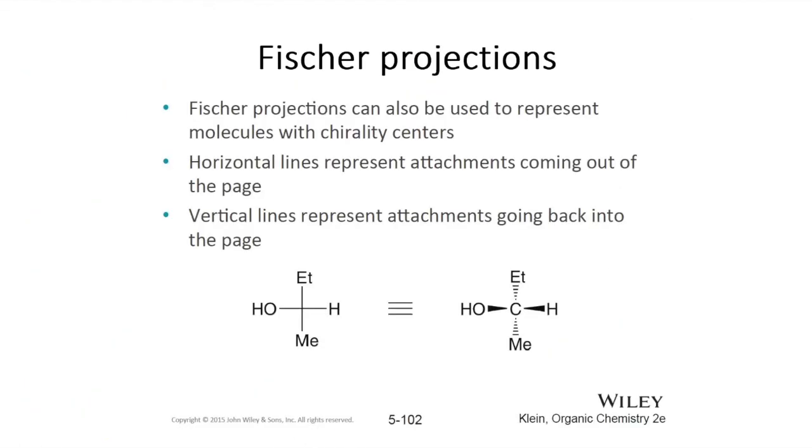And now we're going to talk about a different type of projections, a different way of looking at the molecules. So the Fischer projections are used to represent molecules that have chirality centers. The horizontal lines represent the attachments that are coming out, right? So these two lines right here are coming out of the page, and the other two are going back into the page, right? So again, OH here and H are hugging you, they are coming towards you, and then the ethyl and the methyl are pointing away from you.